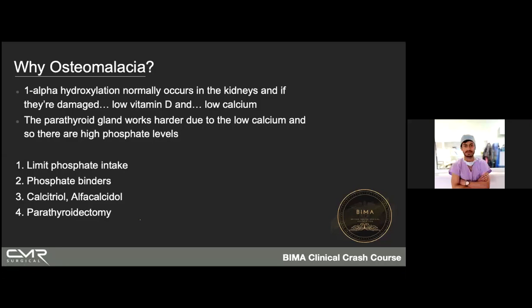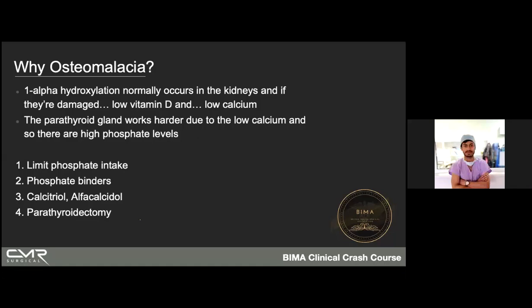And so when the parathyroid gland starts working, obviously it tries to rectify the low calcium, but what it does is it actually starts causing high phosphate levels. And high phosphate levels really need to be countered because they can cause some problems further down the line.